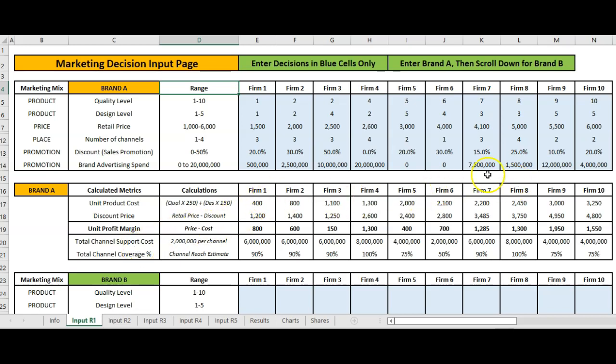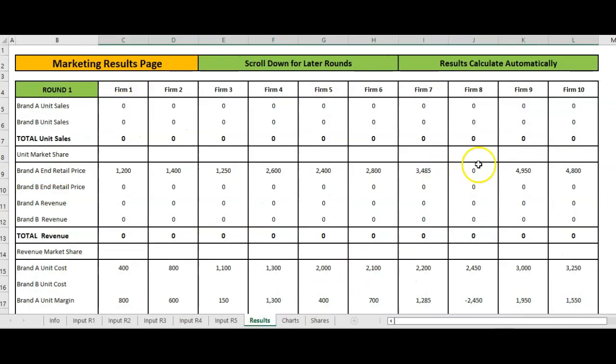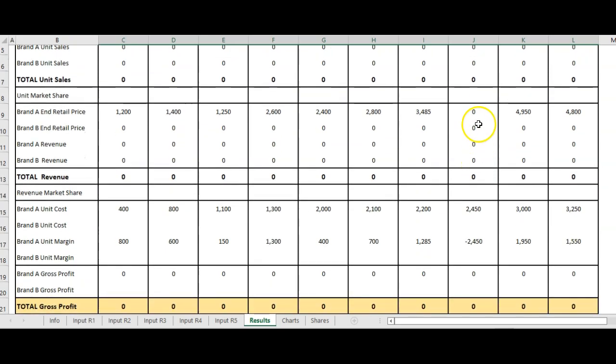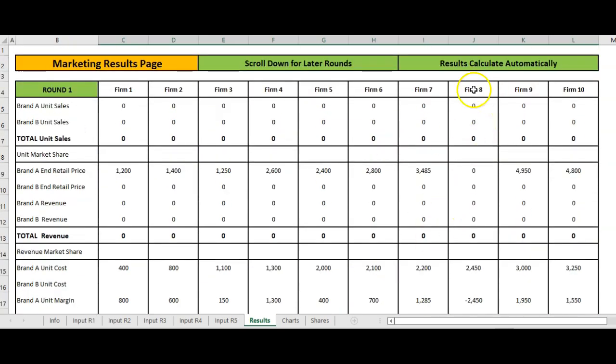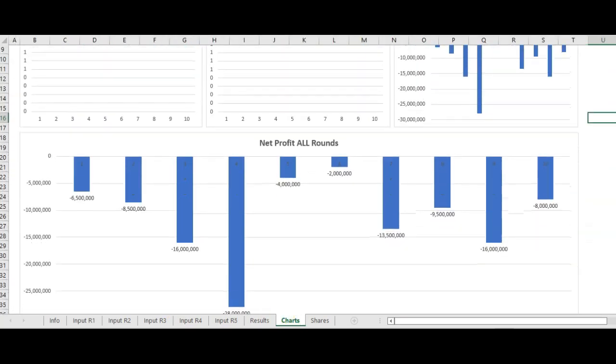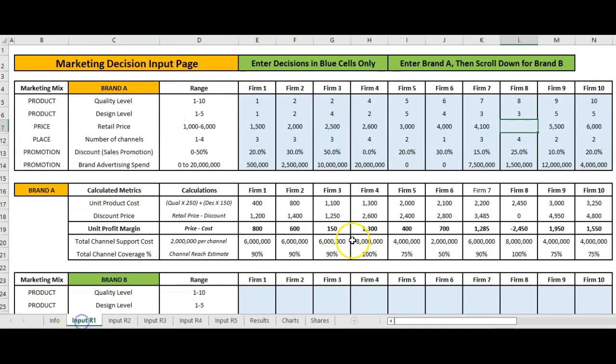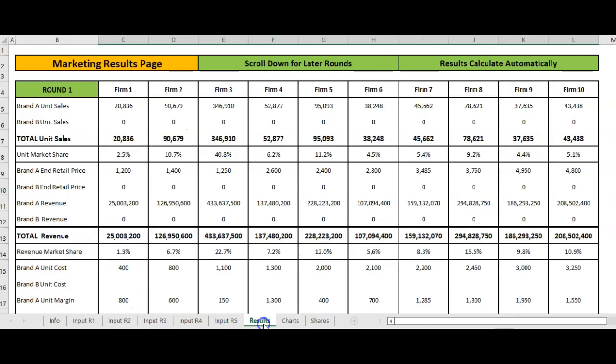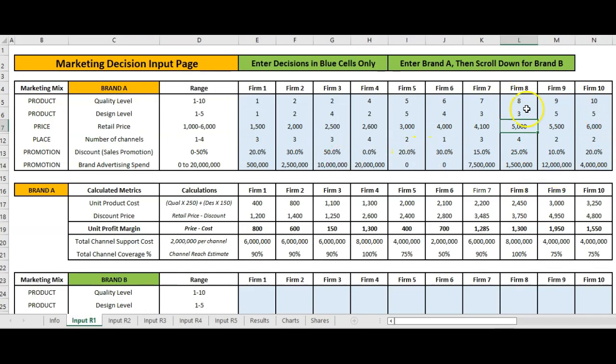The only thing I should point out, if you do not fill something in, so for example, somehow you missed a price for firm 8, we have a look at the results. Suddenly there are no results because something's missing. So suddenly it's all zero. We go to our charts. Everybody's losing money. It's all not good. If that looks a bit weird, we've missed something there. I'll just put that back in. So it will work provided we have all the data in here.